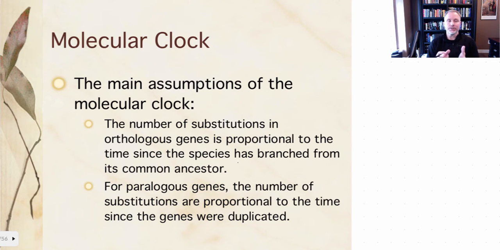And the main assumptions of a molecular clock are that when you're looking at the substitutions that occur within genes that have evolved from a branching ancestor, in other words, these orthologous genes, you have a common ancestor and then you have a branch. And what you're saying is the changes or the substitutions that occurred in lineage 1 and 2 are going to be proportional to one another.